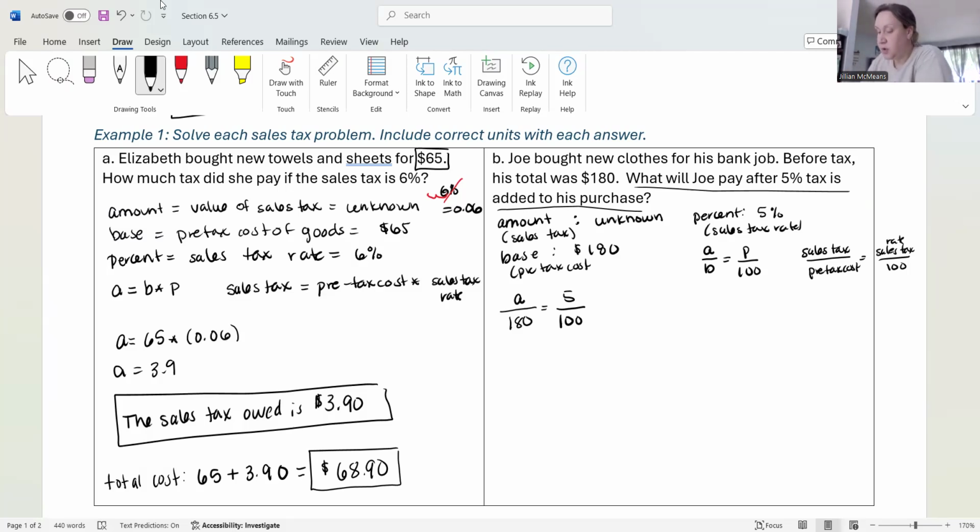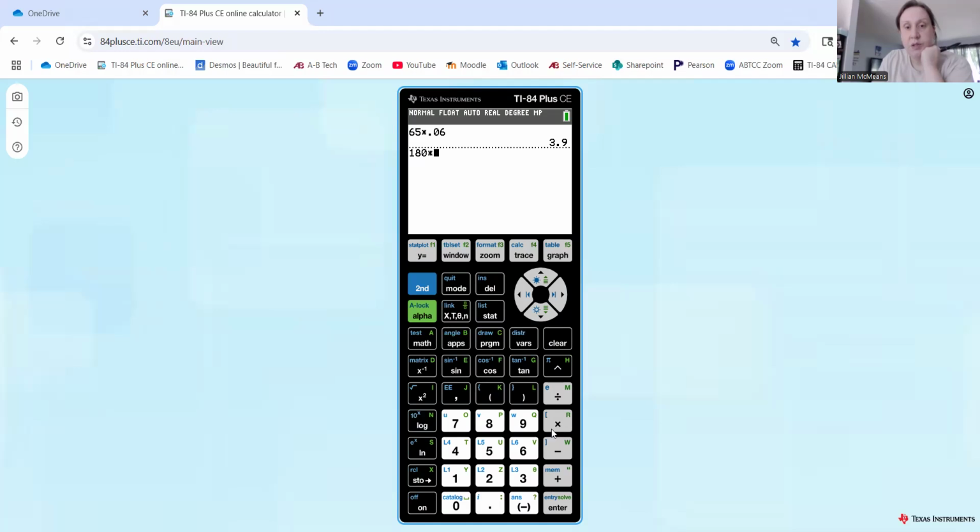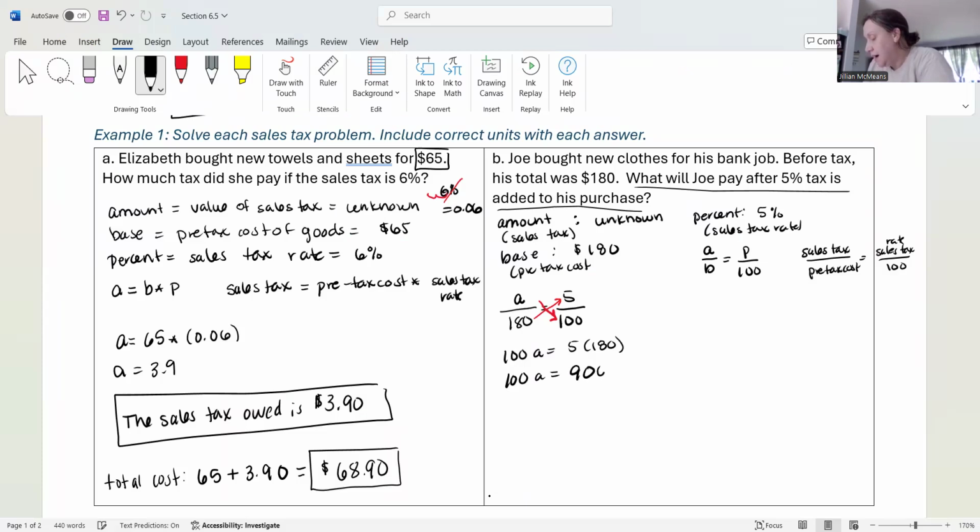Okay, so we cross multiply, and remember, I'm always going to cross multiply the diagonal that contains the variable first, okay? So I get 100 times A equals 5 times 180. You need to show me at least this much work, and then you can use your calculator for the side work. So we have 180 times 5, which is 900. So let's go back to our worksheet. So we have 100A equals 900.